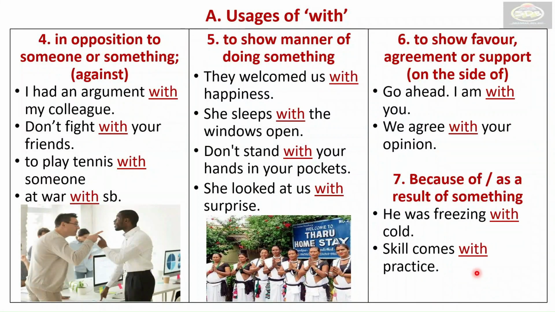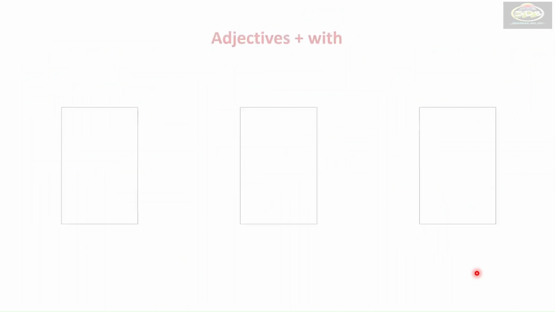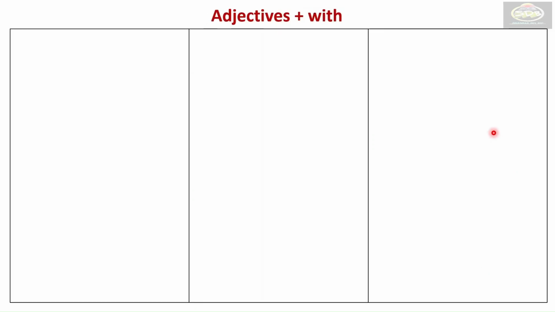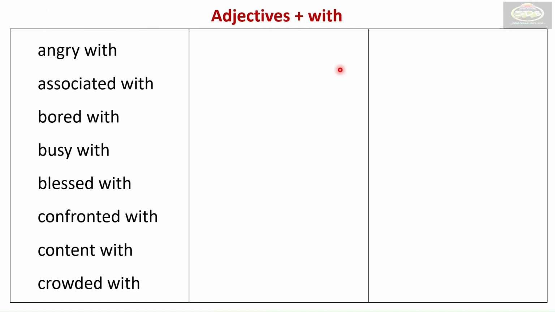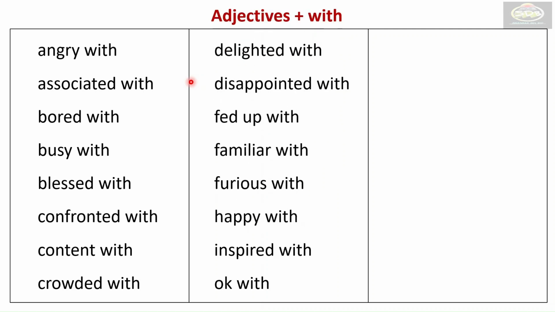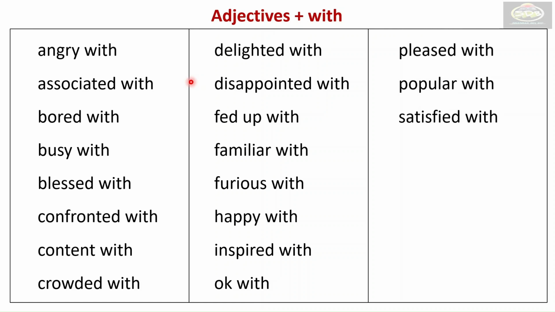Okay, these are different usages of with. Now let's observe some adjectives which take with. Example, angry with, associated with, bored with, busy with, blessed with, confronted with, content with, means satisfied with, crowded with, familiar with, furious with, happy with, okay with, I am okay with what I have, pleased with, popular with, satisfied with. Okay, these are some examples of adjectives with which we use with.